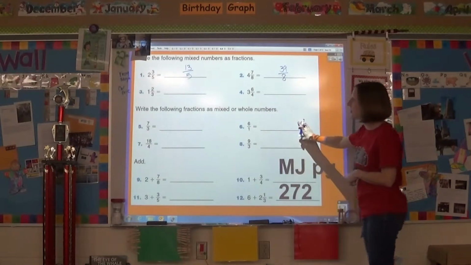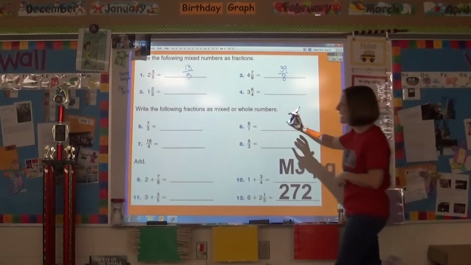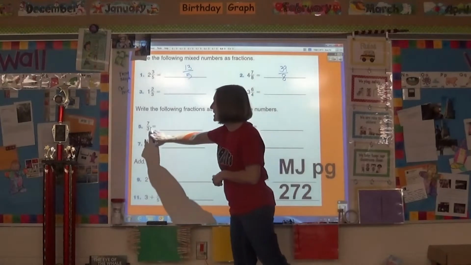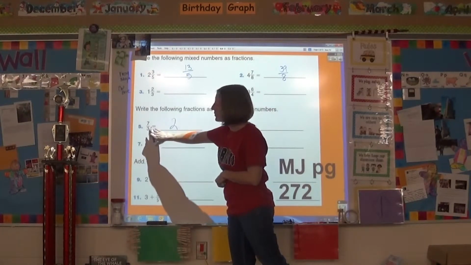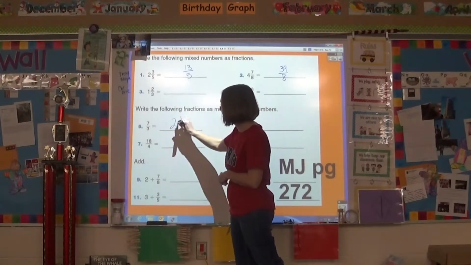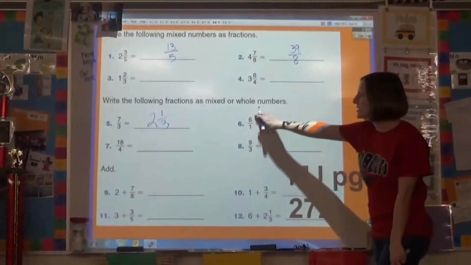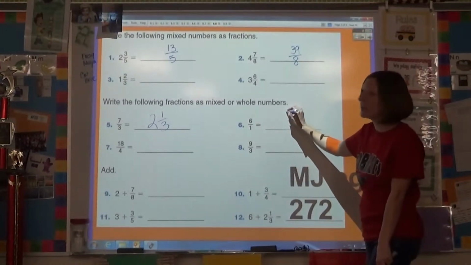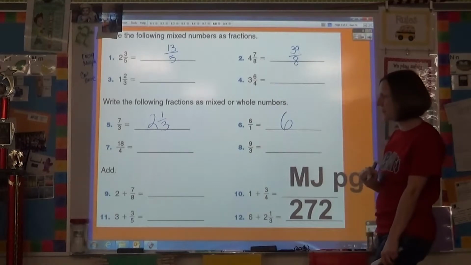If we want to go the other way and go from an improper fraction to a mixed number, we're going to ask ourselves how many 3's go into 7? There's 2. We know that 3 times 2 is 6, so there's 1 left over. Denominator stays the same. How many 1's go into 6? Well, anytime you have a fraction or a number over 1, it's always going to be that number.